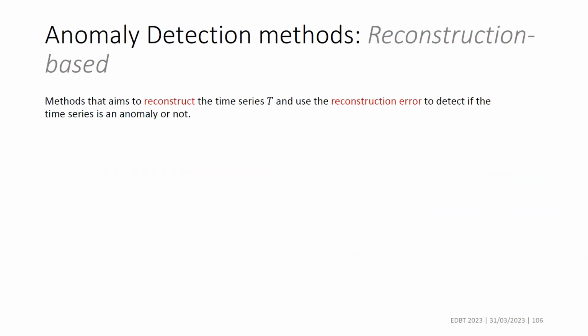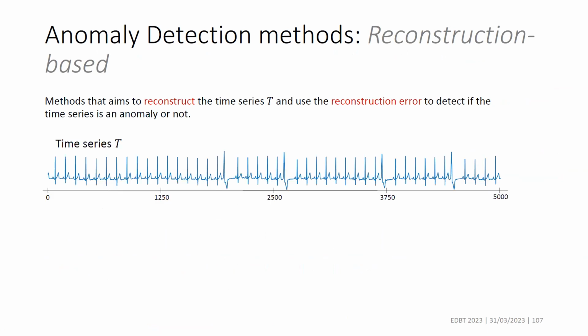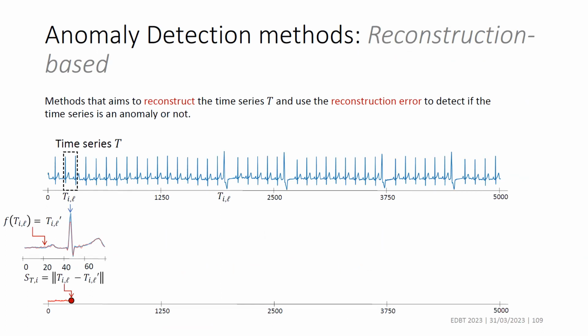So, last part: reconstruction-based approaches. This is a little bit different. Here we still have a time series as input, so no surprise. Then the idea is to reconstruct the subsequence. You get one sequence, this blue one, and then you try to build a function, a model that will reconstruct it. So we give as output the red one here. The reconstruction error will be used as an anomaly score.